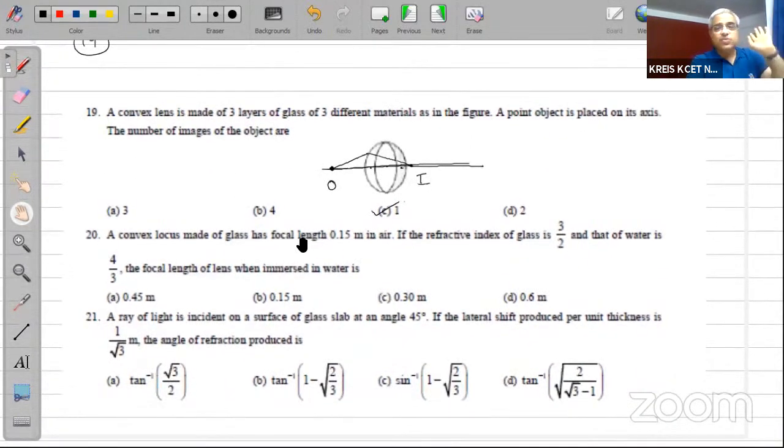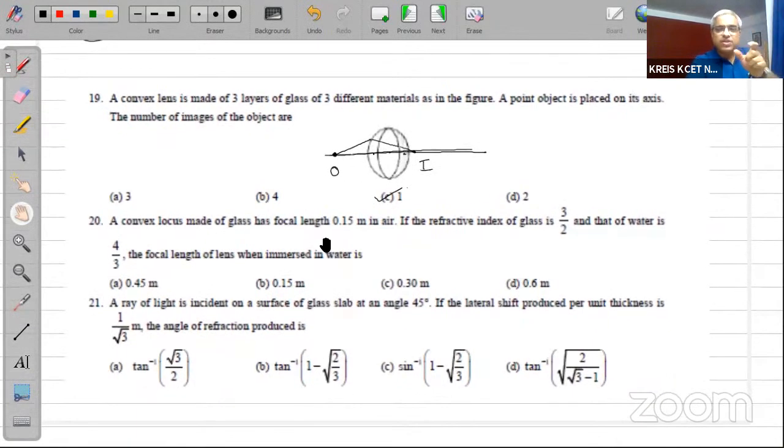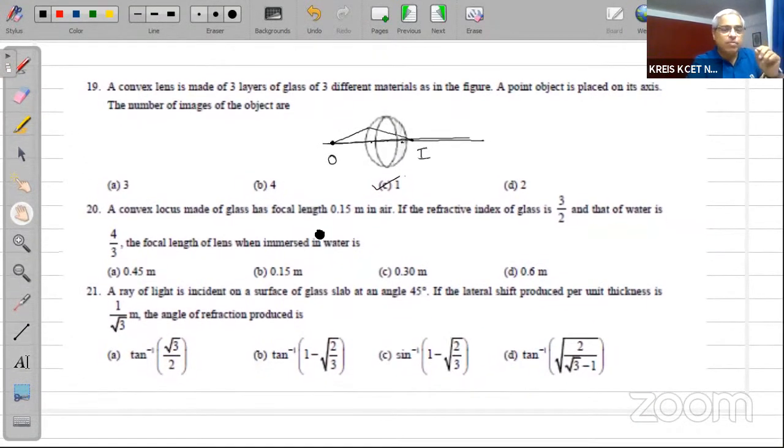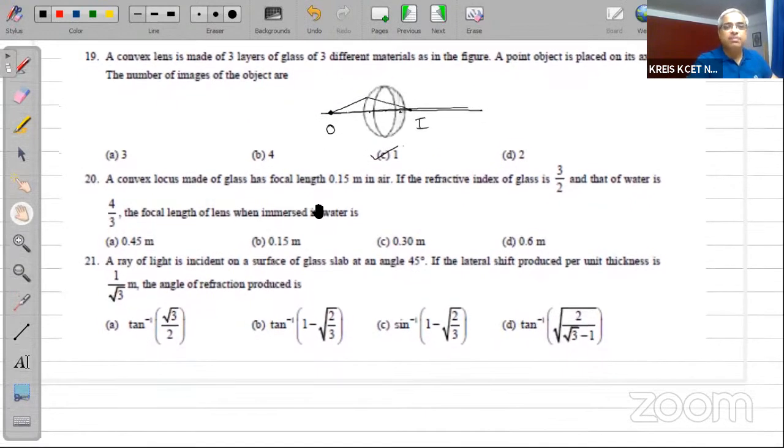I will take up the last question and end. Since there was a disruption in the middle, I will take 2-3 minutes more to complete.